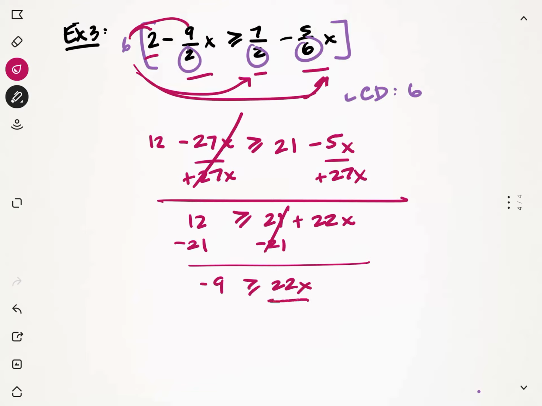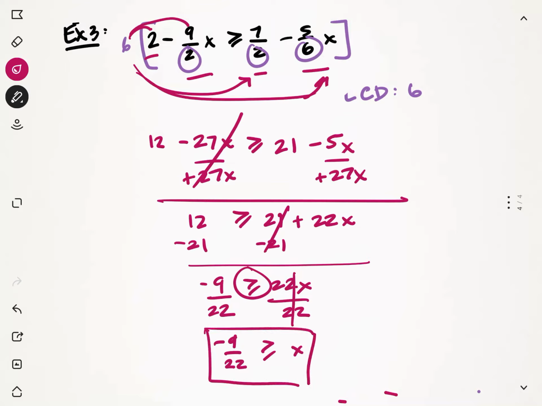And then we're going to undo our 22 times x by dividing by 22. And we don't need to flip the inequality sign here, right? Because we are dividing both sides by a positive. So we're going to have, and we're leaving the fraction, negative 9/22 is greater than or equal to x.